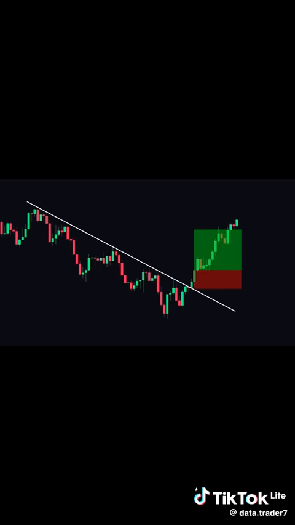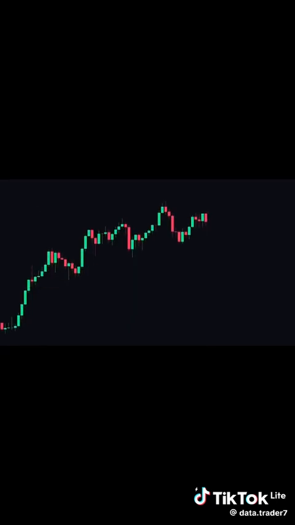Now, let's look at another example. Again, the first step is finding an established trend line. In this case, it's an uptrend, meaning we're looking for a trend change to a downtrend. Next, we identify momentum loss by looking at the market structure.